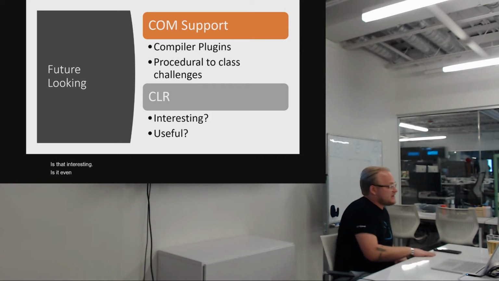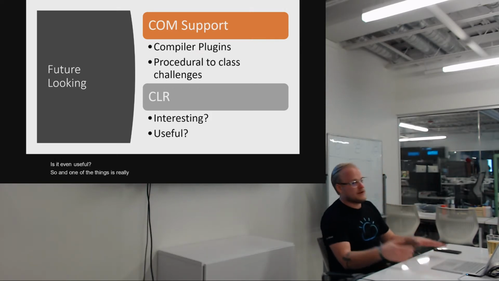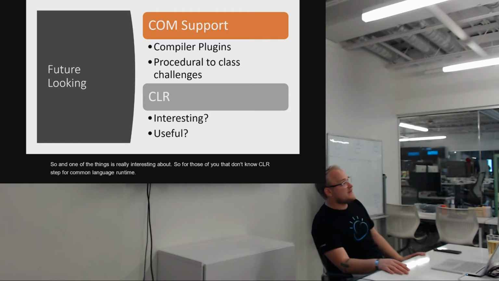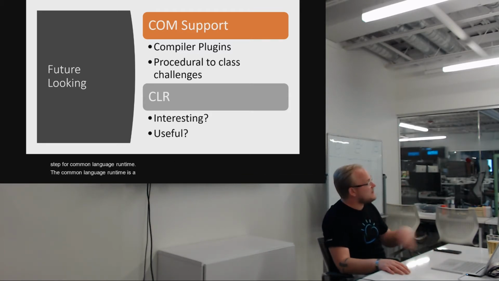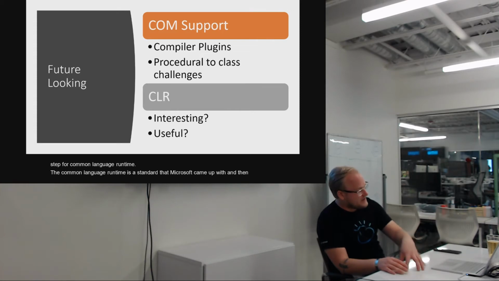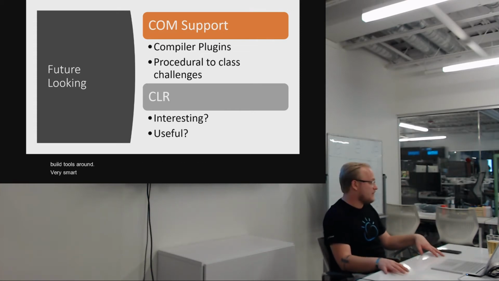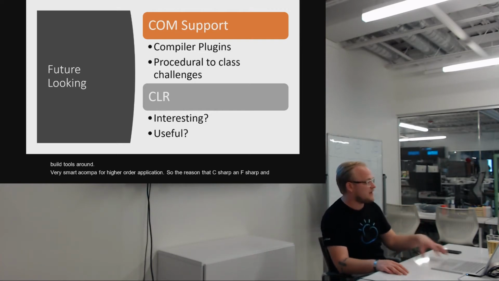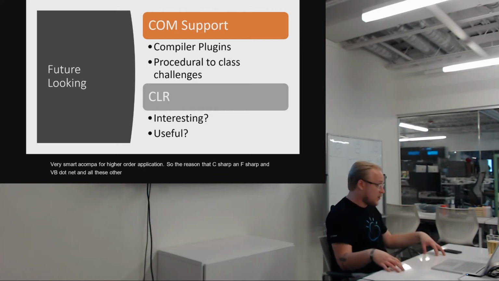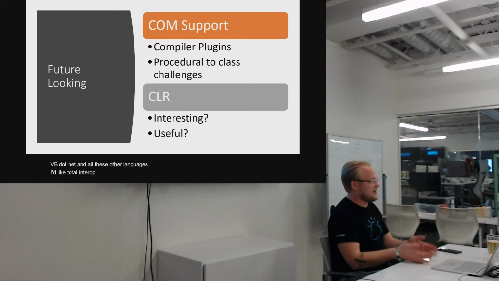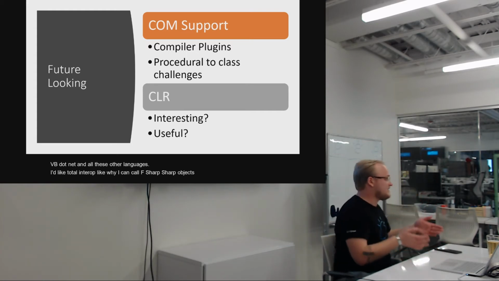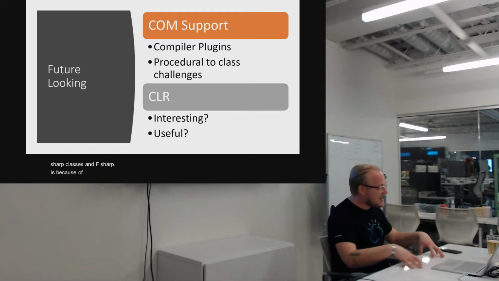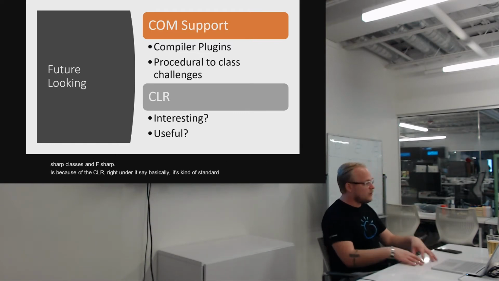For those of you that don't know, CLR stands for Common Language Runtime. The Common Language Runtime is a standard that Microsoft came up with and then built tools around. Very similar to COM, but for higher order applications. The reason that C#, F#, VB.NET and all these other languages have total interop, why I can call F# objects in C# and C# classes in F#, is because of the CLR, right? It's basically a standard of laying out a language in a total interop way.